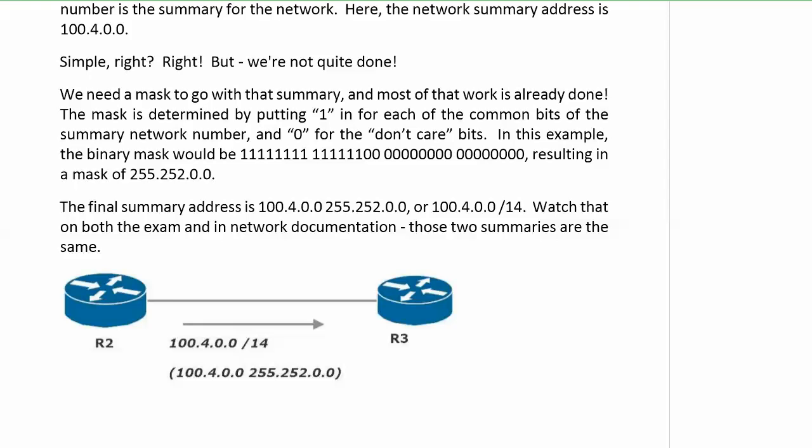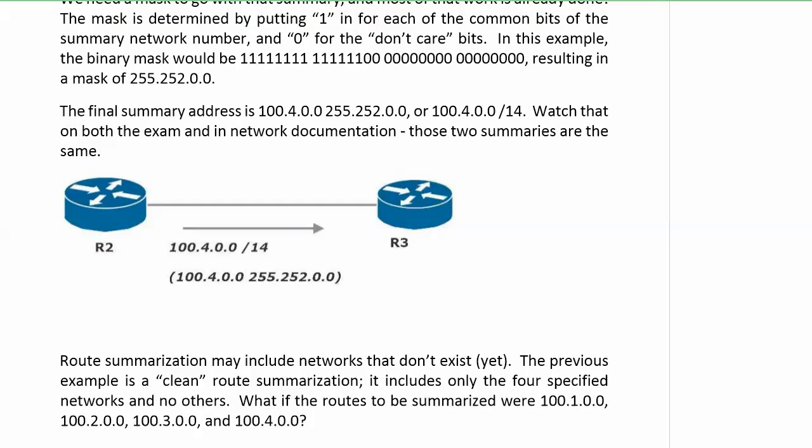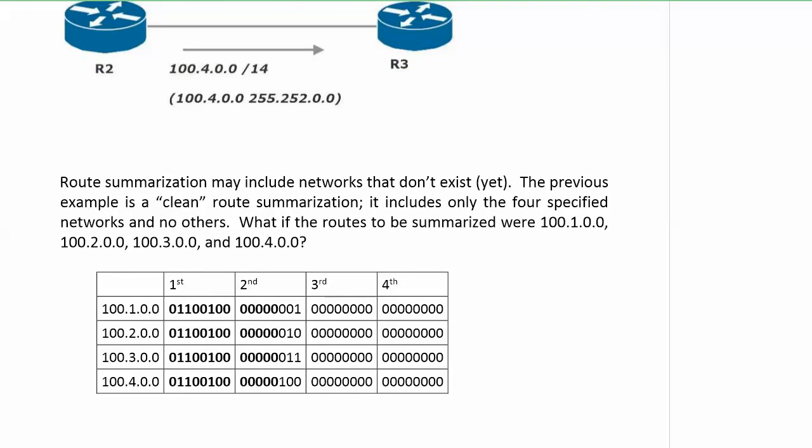Now, the trick with route summarization is that it may include networks that don't yet exist. Now, the previous example is what I call a clean route summarization because it includes only the 4 specified networks and no others. But you and I know, especially in the real world, that's not usually going to happen. You're going to be having 7 network routes, or 13. It's like, can we summarize these in a clean fashion? And what if the routes to be summarized then were 100.1, 2, 3, and 4 for the second octet?